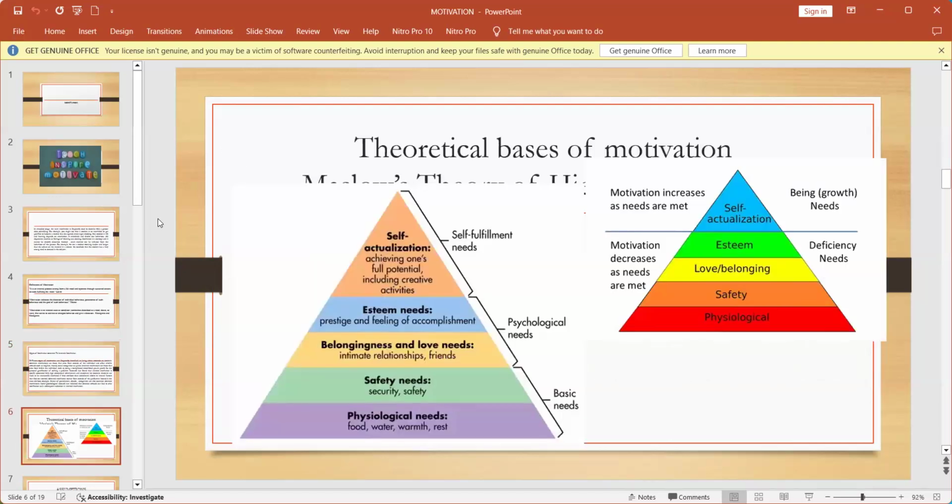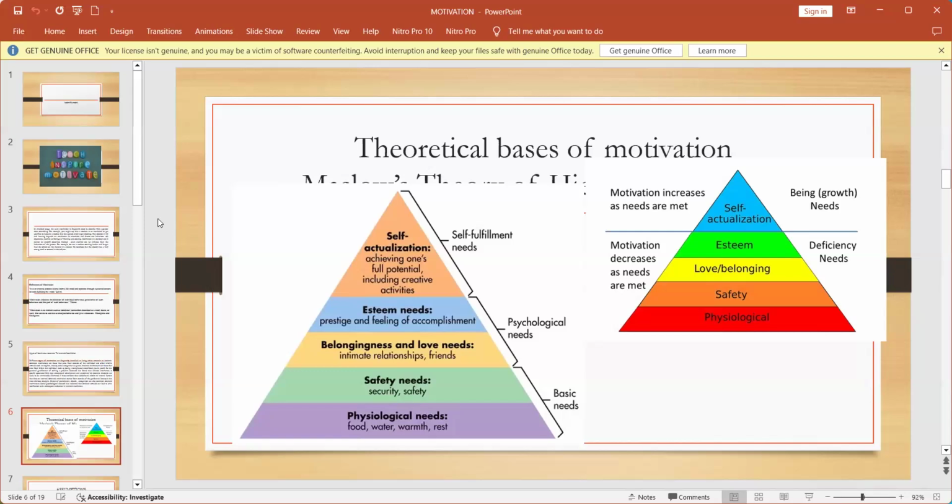Okay. So we come to theories of motivation. There are several theories that discuss motivation, but we have no time to do all these. But a very common theory.